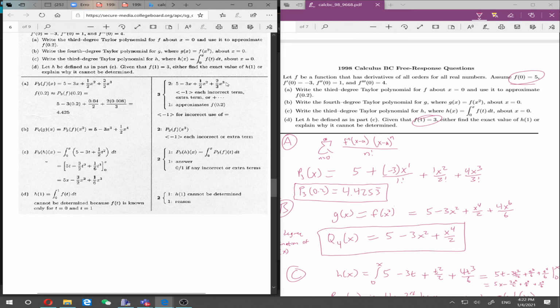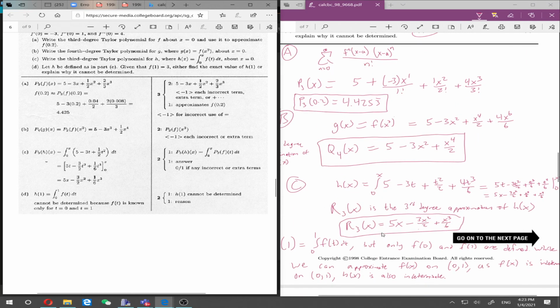I think we would still get full credit for this. We didn't simplify by taking out numbers inside the factorial, but our approximation is correct. It just says we are supposed to take one away from each incorrect term, where terms are not incorrect. So I think we still get full credit. For part B, 2 points for the second approximation of f of x squared. 5 minus 3x squared plus 1/2 x to the 4th. Okay, that's the same, so that's 5 points so far.